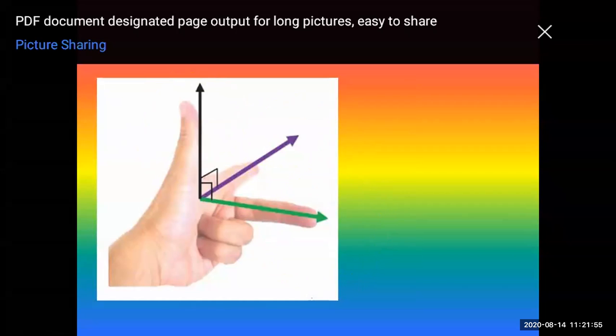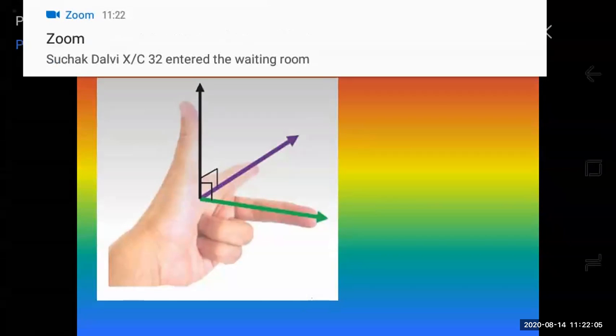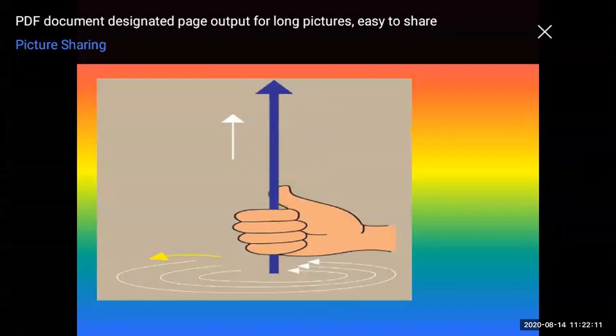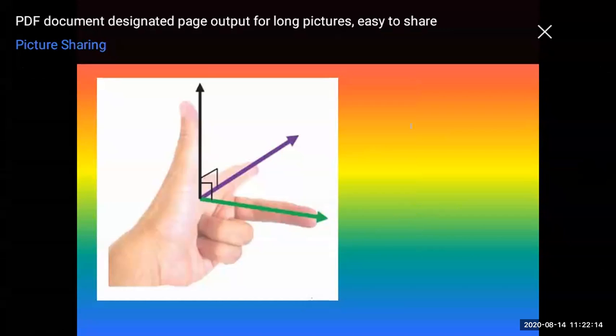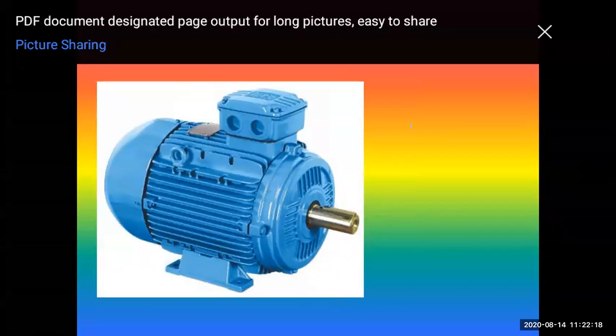So I'll mention all three once again. Thumb is for what? Motion of the conductor. Your thumb is indicating the direction of motion of the conductor. Index finger, the direction of the magnetic field. And the middle finger for what? The direction of the induced current. So that is about Fleming's right hand rule.